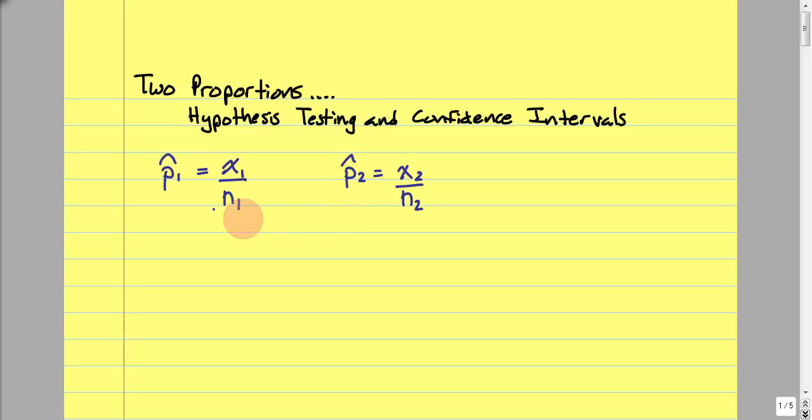But usually they're labeled 1 and 2, so it's important that you keep track of which group was 1 and which group was 2. And of course, because these are proportions, you put the number of successes over the total number of outcomes. So you'll see p hat 1 and p hat 2.